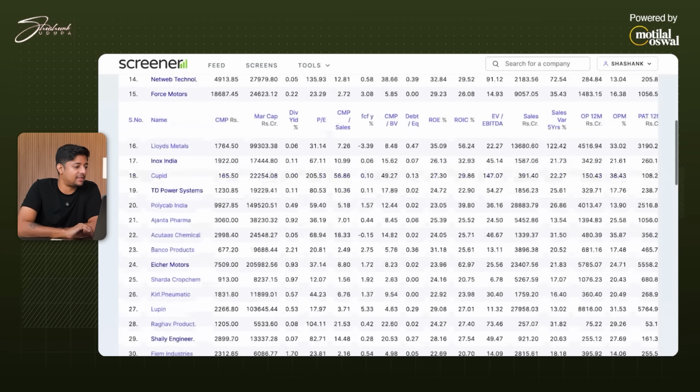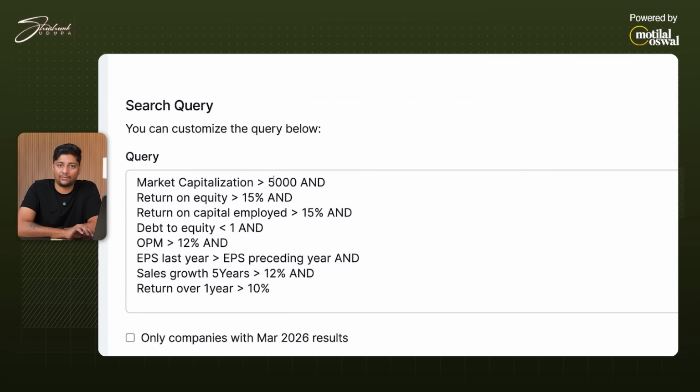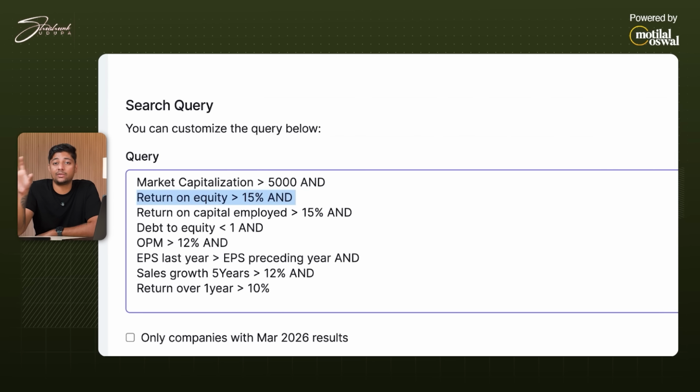So let's look at the parameters first, then let's look at some companies. Parameter basically says market cap is greater than 5,000, which is amazing, right? That means it is a good company. Return on equity is 15%. Usually return on equity 12% is good. We are taking 15%. Return on capital employed means every rupee I put, how much money I get back is 15%. Debt to equity 1. That means it is not in the bad zone yet. Operating profit margin already operating at 12%.